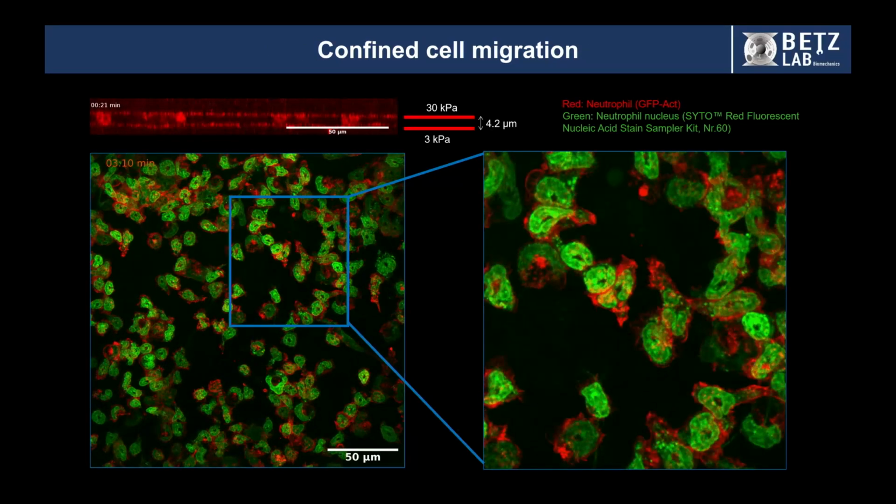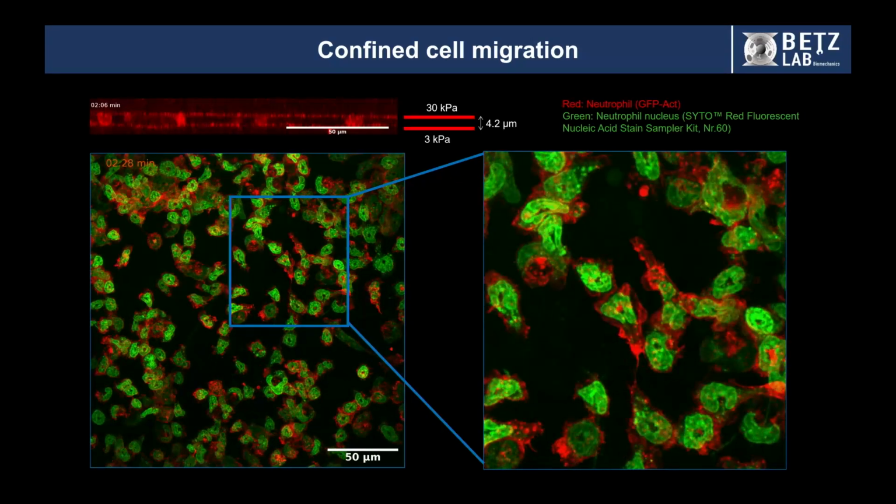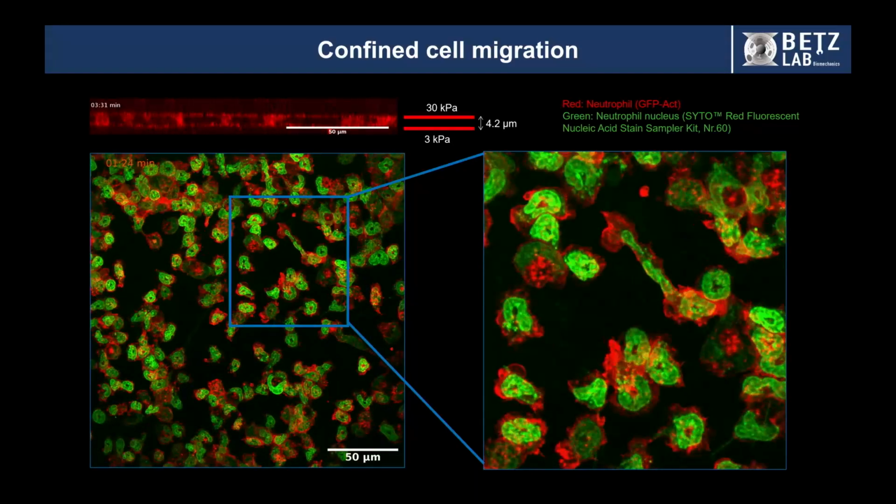Okay, this is just the eye catcher, right? This looks beautiful. This is very, very thin, we're only talking about 4 microns again here. This is the nucleus here, and actin is in red.